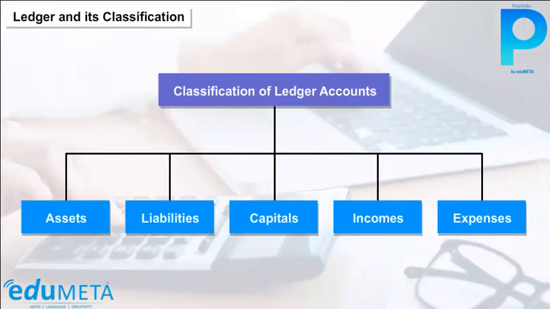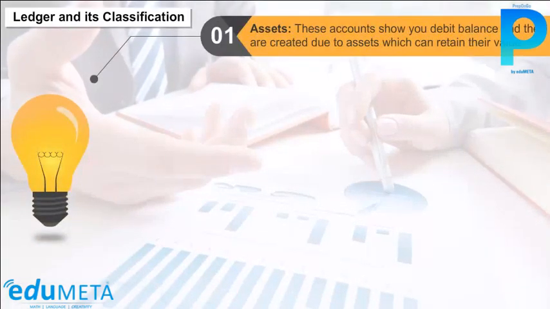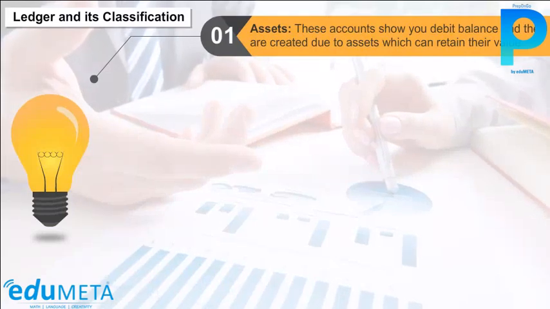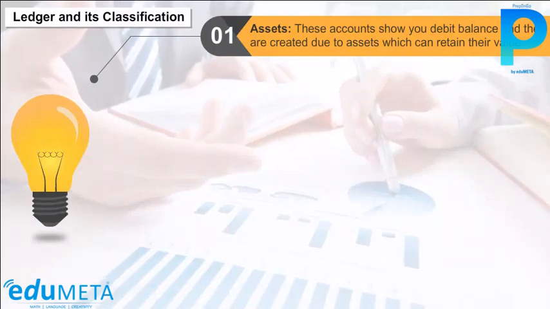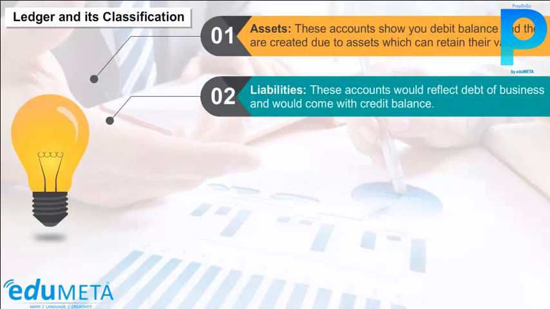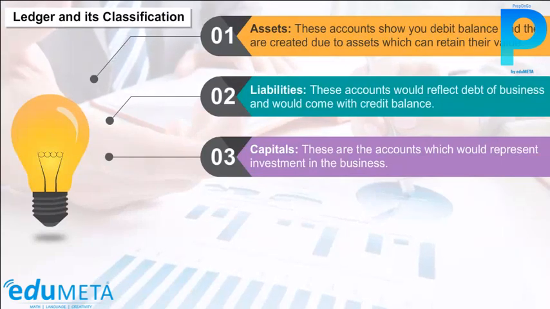The 5 types of accounts are: 1. Assets. These accounts show a debit balance, and they are created due to assets which can retain their value. 2. Liabilities. These accounts reflect the debt of the business and come with a credit balance. 3. Capitals. These are the accounts which represent investment in the business.